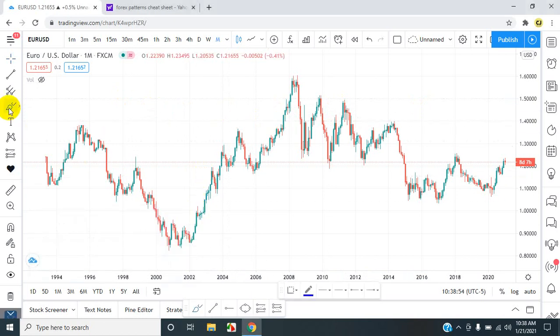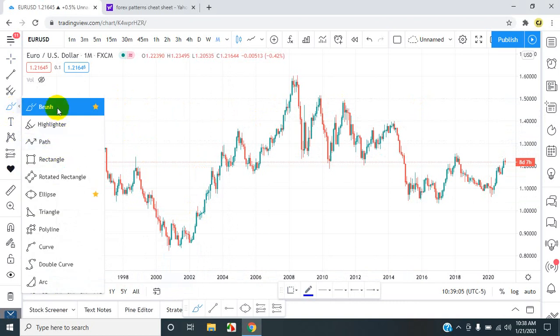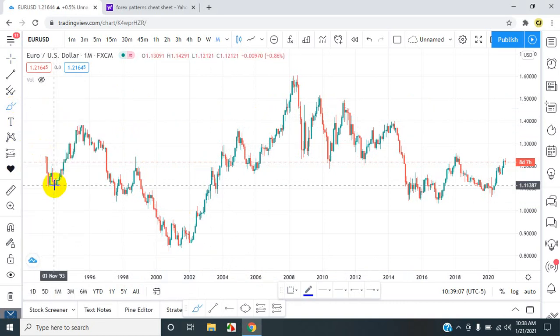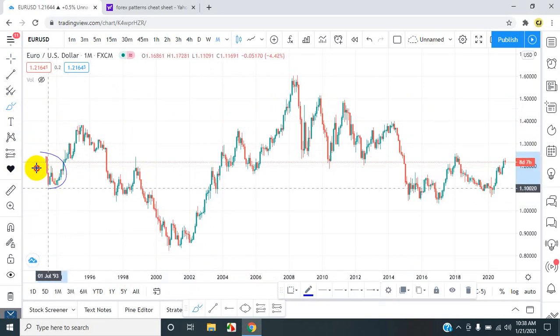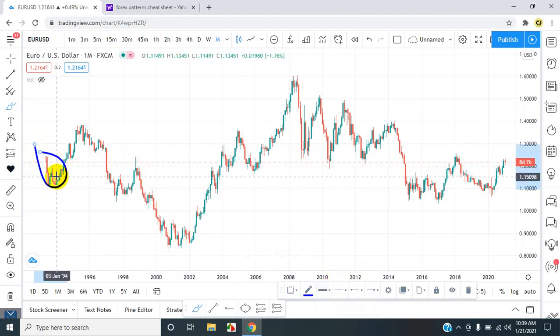So let's mark up the EU on the monthly time frame. Let's identify in the market what's going on and where we at. So the first thing we're going to do is let's start off with our paintbrush. So this is where the market started off at. So this is the area the market started off at.